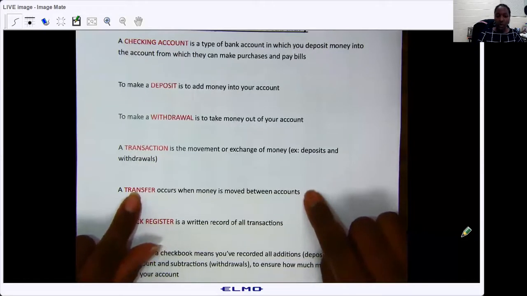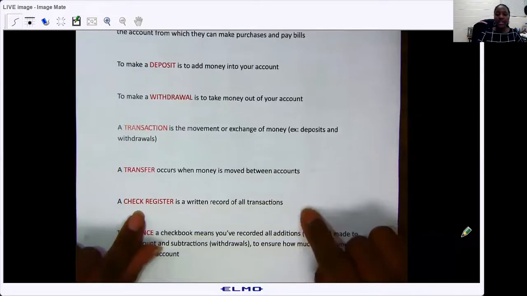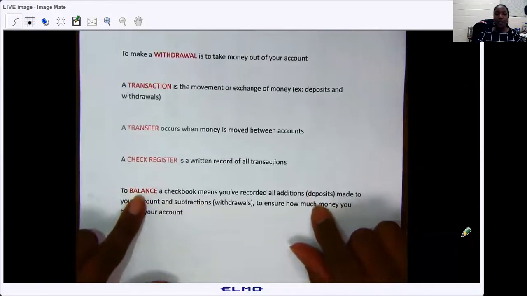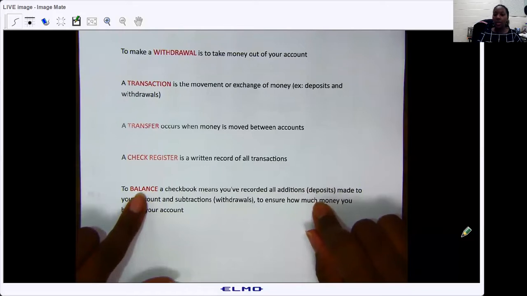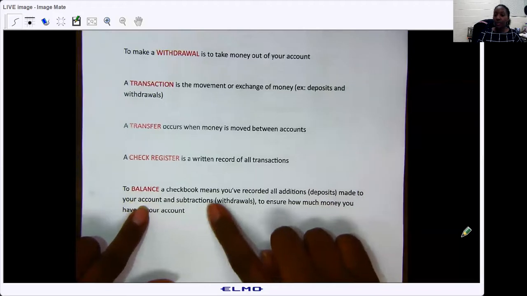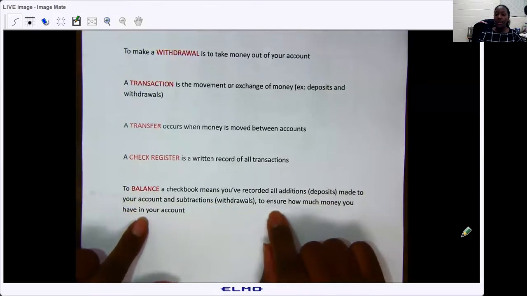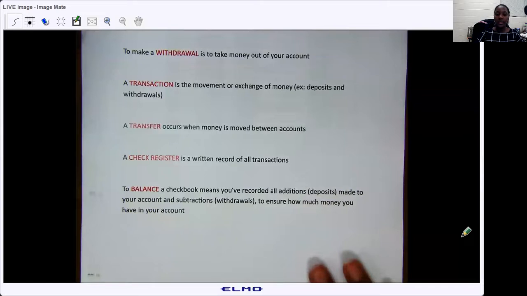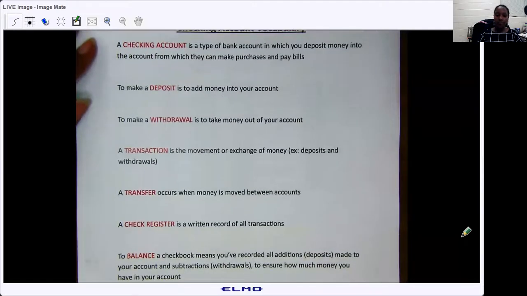A transfer occurs when money is moved between accounts. So let's say you have $100 in your checking account and you want to transfer it to your savings account so you don't spend it. So a transfer is when you move money between accounts. A check registrar is a written record of all transactions. To balance a checkbook means you've recorded all your additions, which are your deposits, made to your account, and your subtractions, which are your withdrawals, to ensure how much money you have in your account. Okay, so this is our vocabulary that we need to have to be able to do our checkbook registrar.